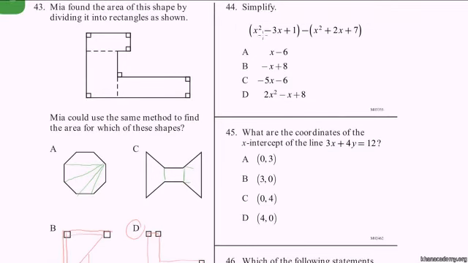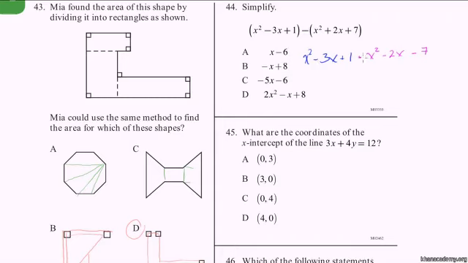44. Simplify. x squared minus 3x plus 1 minus x squared plus 2x plus 7. So let's just write it out. We have x squared minus 3x plus 1. And then we have to distribute this minus sign. So minus x squared minus 2x, right? Minus times plus. So minus 2x, minus times plus 7 is minus 7.